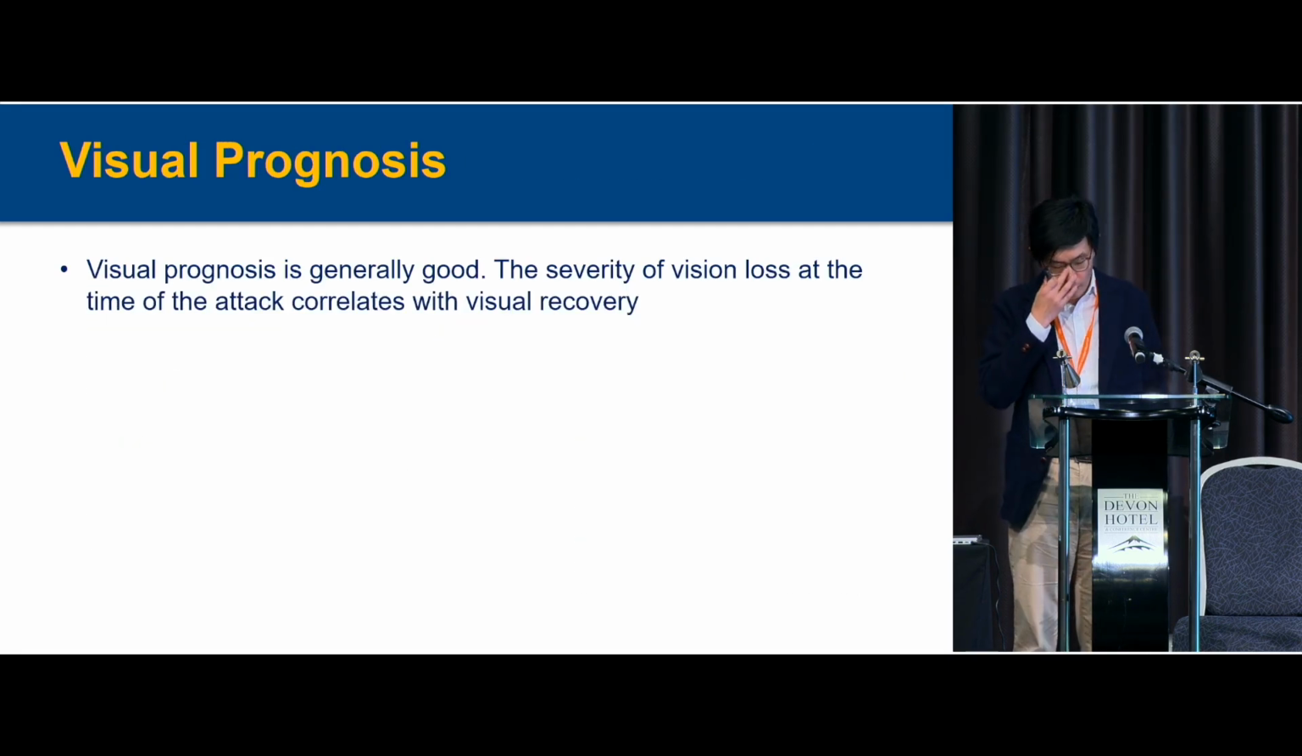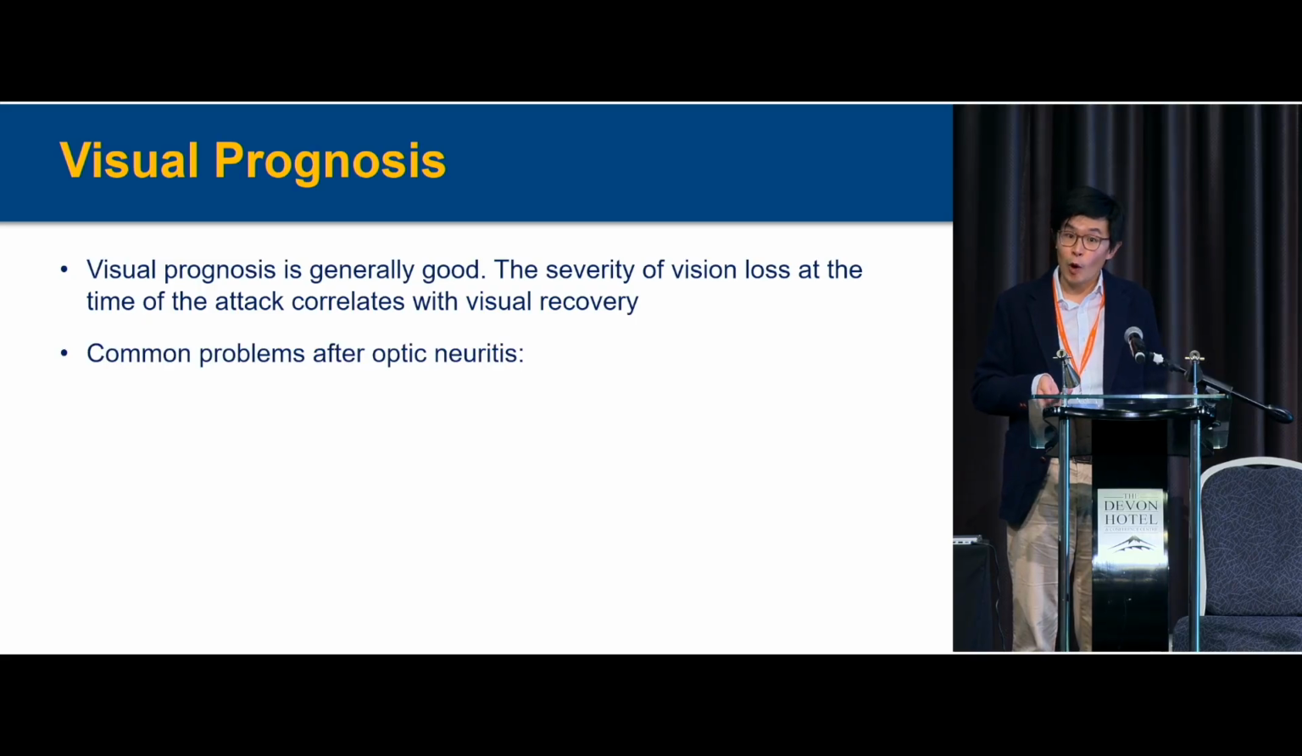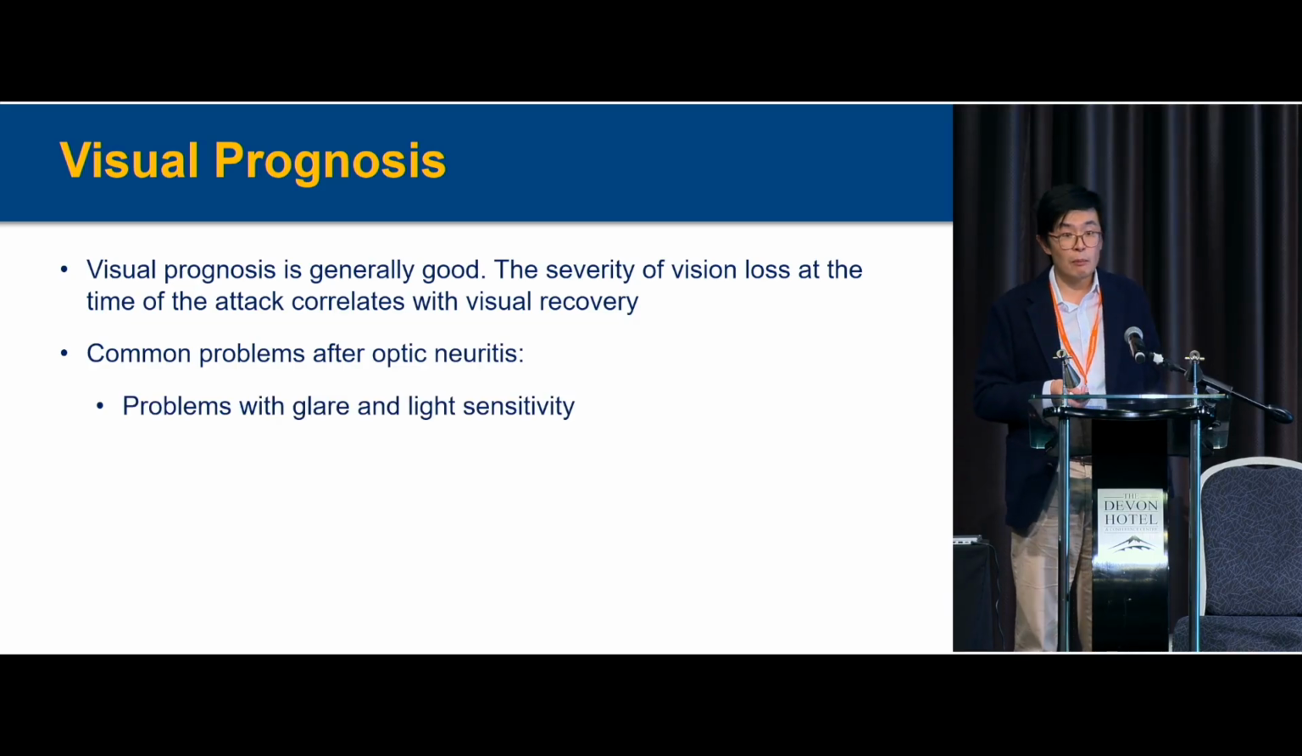So what about visual prognosis? After optic neuritis, visual prognosis is generally really good. The severity of vision loss at the time of the attack correlates with your visual recovery, but that doesn't necessarily mean that vision stays perfect after optic neuritis. Common problems after optic neuritis include problems with glare and light sensitivity. So standing here at the front of the stage with the light shone on me, if it's really uncomfortable, that could be a symptom, or even at night time when you're driving and the headlights from oncoming cars are dazzling or blinding your vision, that can be quite a common symptom after optic neuritis as well.